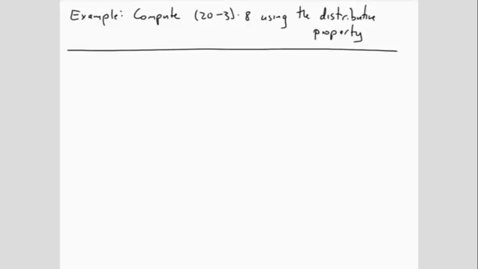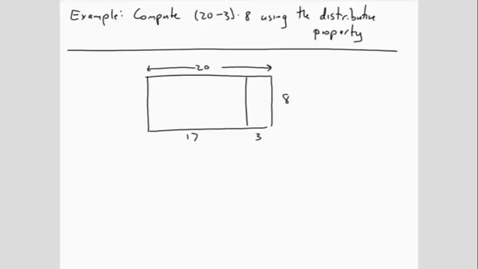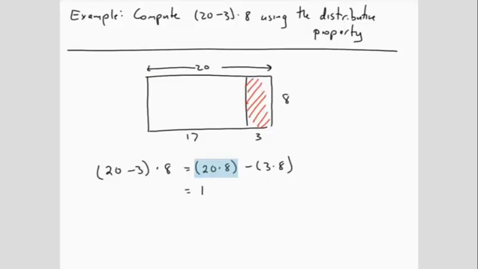Example, compute 20 minus 3 times 8 using the distributive property. Let's take a look at the picture. 20 minus 3 times 8 is equal to 20 times 8 minus 3 times 8. That's the very large rectangle minus the red rectangle that's been subtracted off, which is 160 minus 24, which is 136.